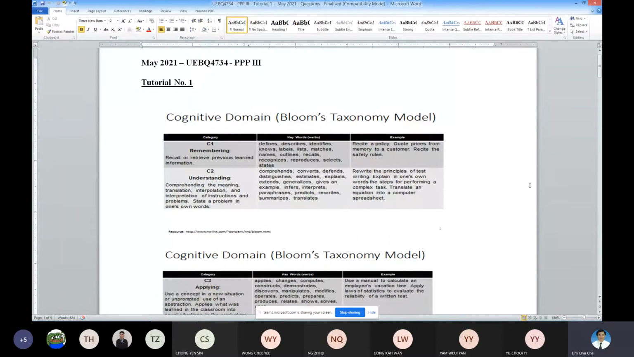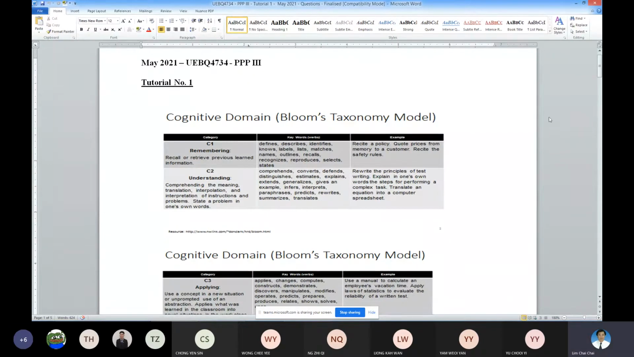Okay, welcome to tutorial 1. Before I commence the tutorial proper, I need you all to understand the importance of Bloom's taxonomy. Bloom's taxonomy is a guide on how to set questions. If we want to test you on the cognitive domain, it means we are going to test your so-called thinking skill. Cognitive means thinking skill, using your brain.